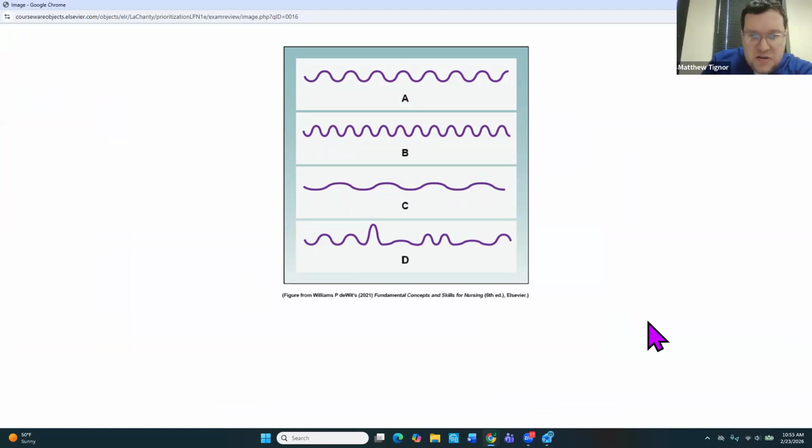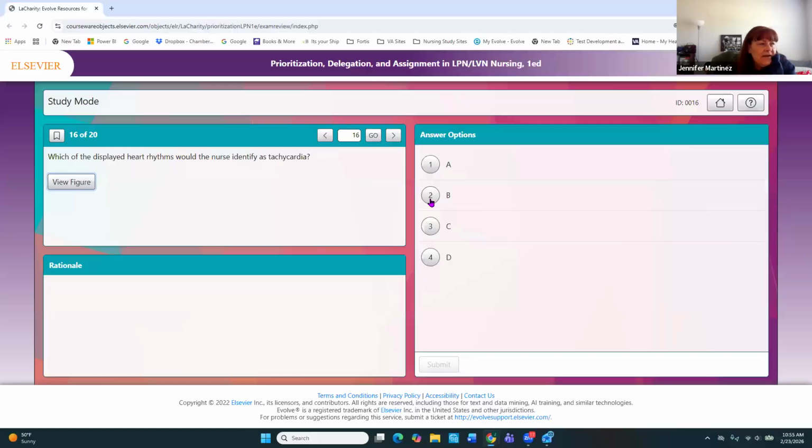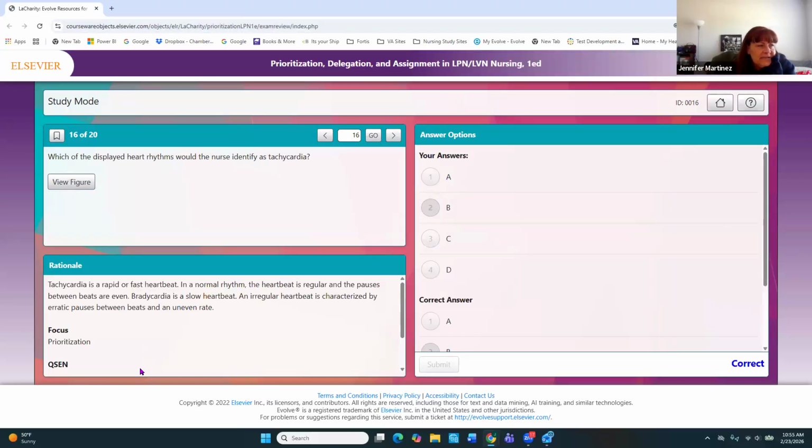Looks like B. Looks like B. Never seen PQRSTs like that before. No, I'm just kidding. So B, all right. Yes. So B, tachycardia is a rapid or fast heartbeat. In a normal rhythm, the heartbeat is regular and pauses between beats are even. So yes, good job.